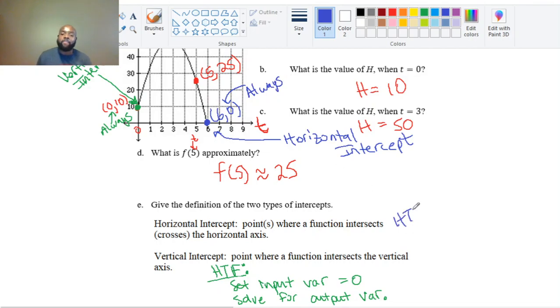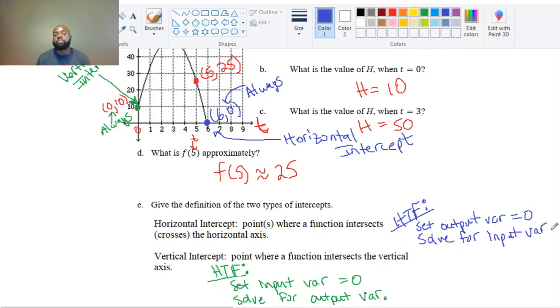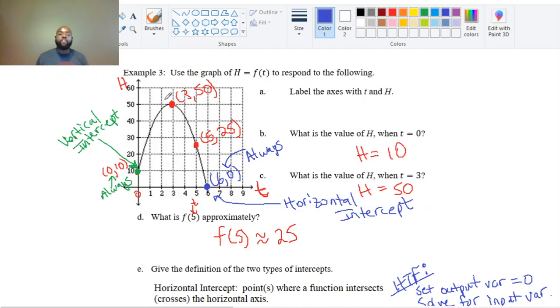That gives us a way to find all of our horizontal intercepts. We set your output variable equal to 0, and we solve for your input variable. All right, and that's going to give you the coordinate of your horizontal intercept. All right, so we've looked at a function graphically. Now we can do so much more with the graphs, and throughout the semester, we're going to look a lot at graphs and their properties and how calculus can be used to analyze properties of graphs. That's going to be a huge part of our goal in this course.